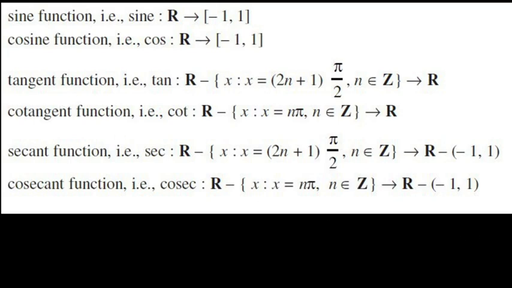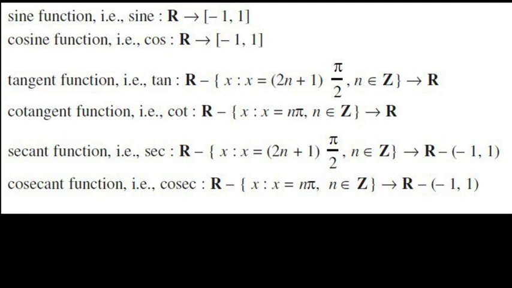Sine function, that is, the range of sine is between -1 and 1 within the closed interval. Then the range of the cosine function is also between -1 and 1 within the closed interval.